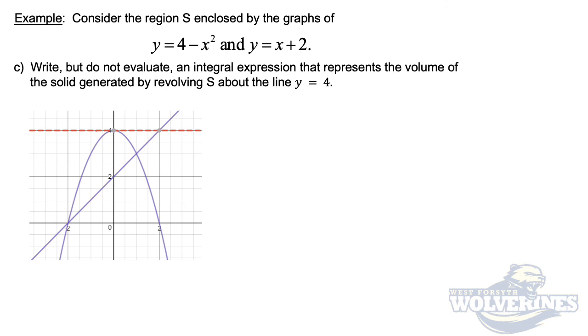Okay, so pi integral from -2 to 1 of 4 minus x plus 2 squared. There's my big R squared minus 4 minus 4 minus x squared, squared, dx.